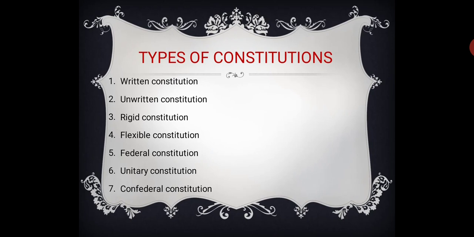Demerits of written constitution. Disadvantages of written constitution. Number one, not easily amended. The provisions of the constitution cannot be easily amended or changed because it requires special procedures for amendment. Number two, quick decisions are not possible. Quick decisions are not possible because of its rigid nature.